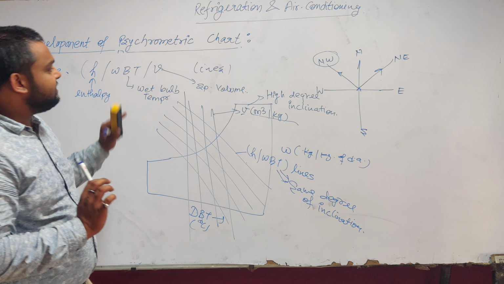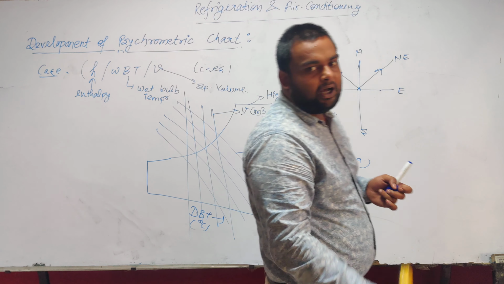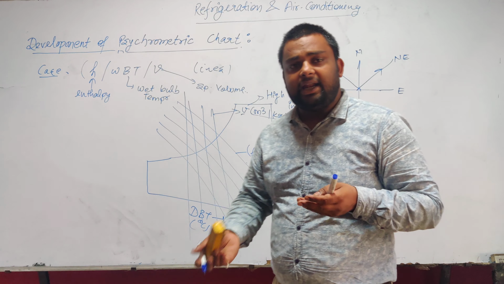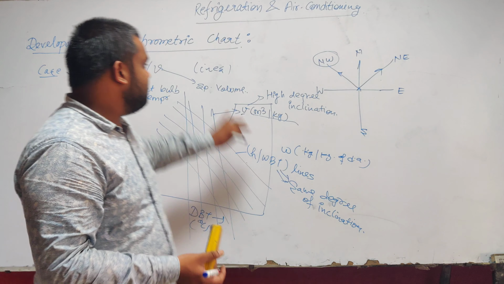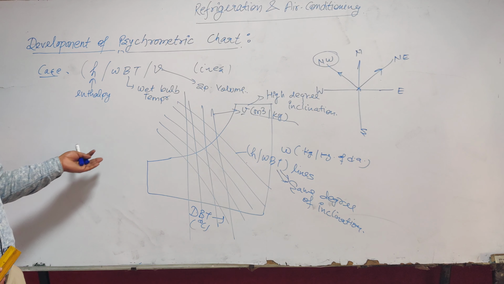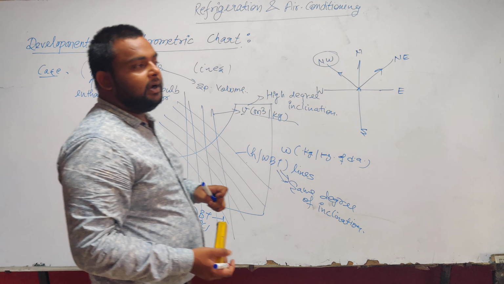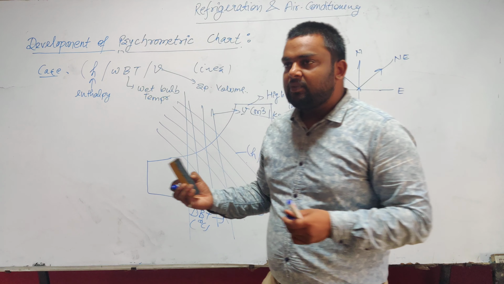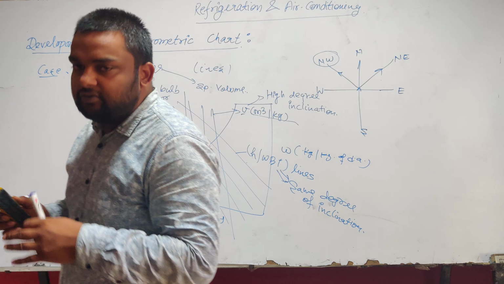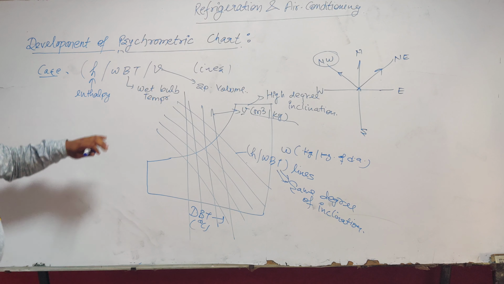So by seeing all the properties and how we can draw them on the psychrometric chart, we can read and explain any psychrometric chart and study the properties. These are all the psychrometric properties we can read from the psychrometric chart.